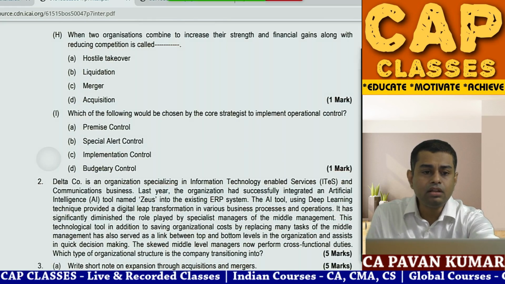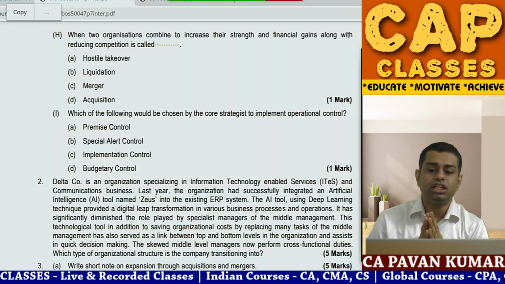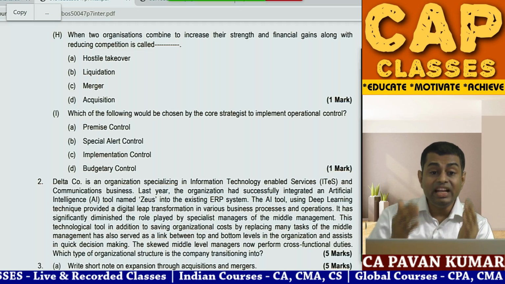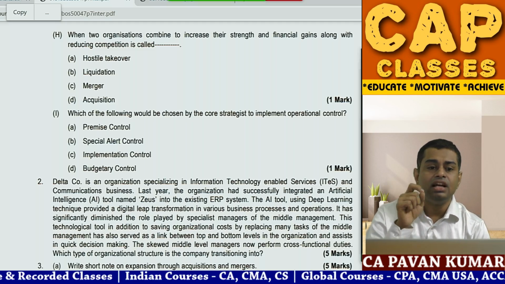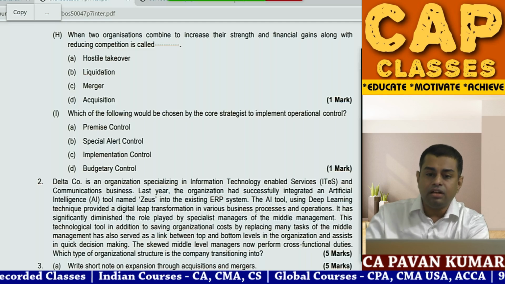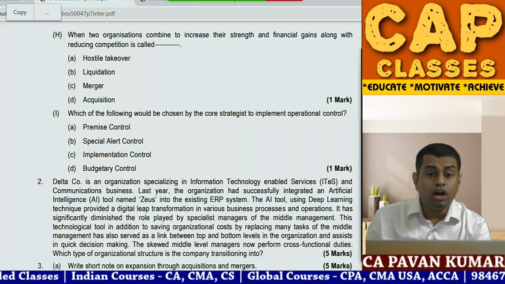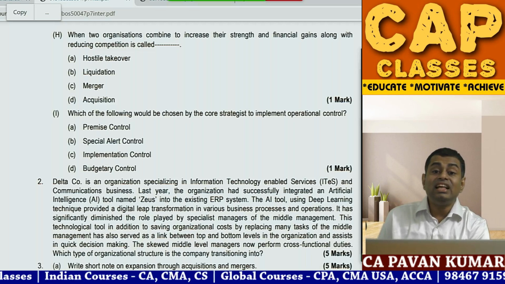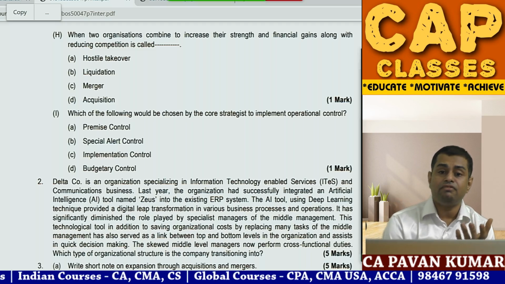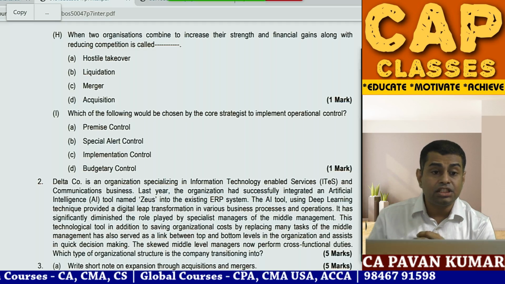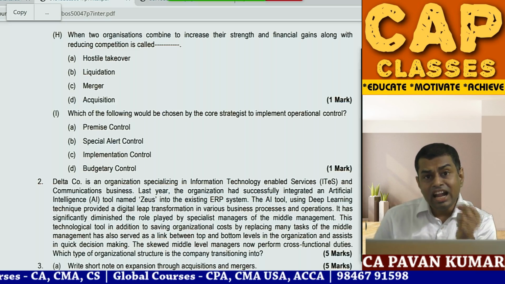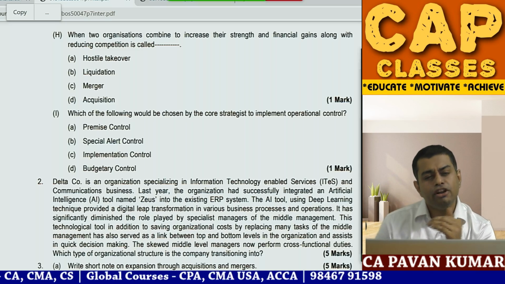Next, when two organizations combine to increase their strength and financial gains along with reducing competition. So, what is your objective? Strengthen financial gains, increase strengths, get more financial gains, and reduce competition. You want to reduce competition.